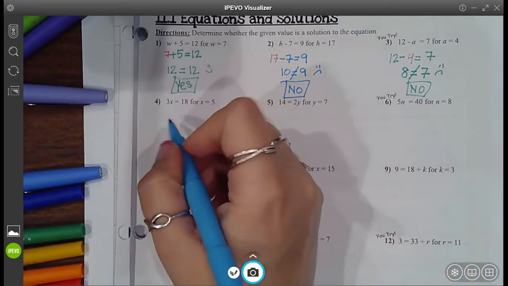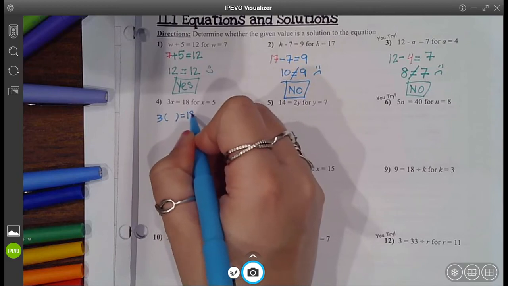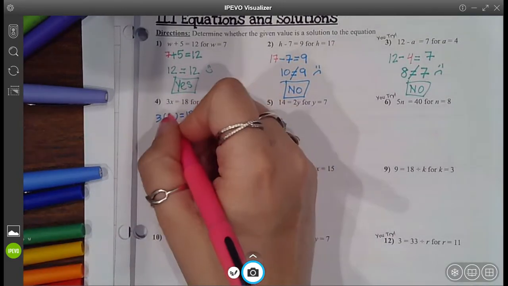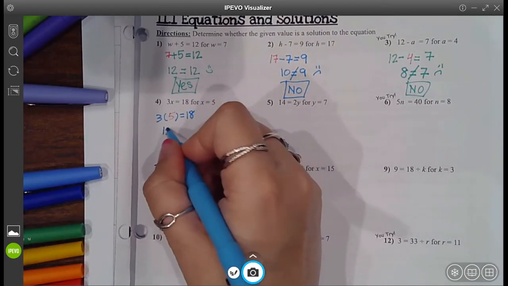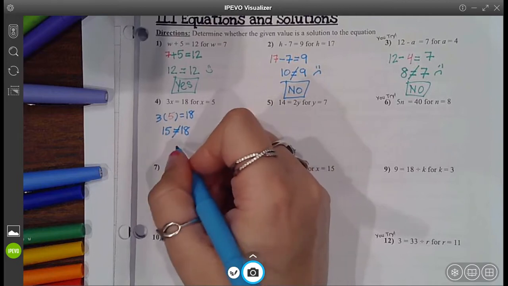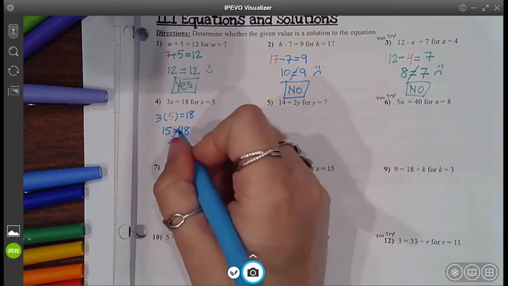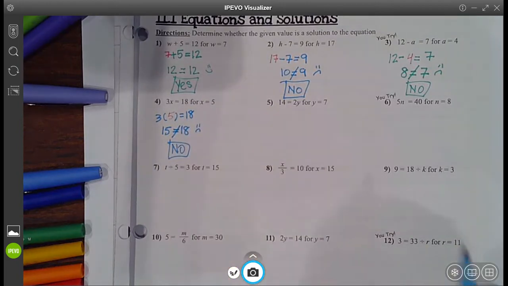Okay, and then this one is saying 3 times x. So let's, again, substitute in what they think x is. They think it's 5, and I just simplify it. 3 times 5 is 15. Is that a true statement? No. Okay, so since that was an untrue statement, 5 is not a solution to that equation.